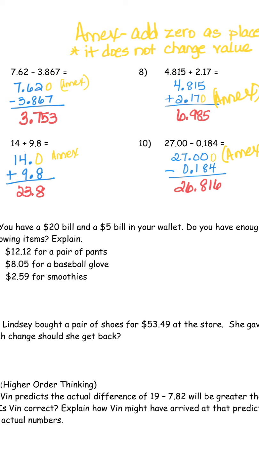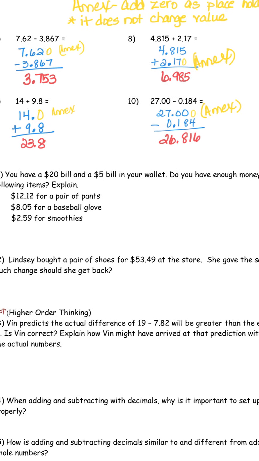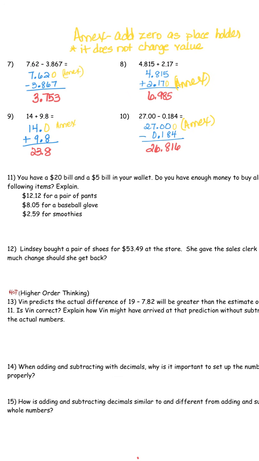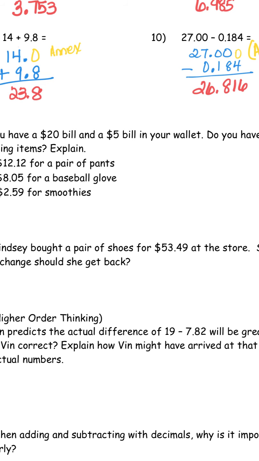Number 11, we're focusing today on some word problem strategies. Okay, so if you take a look at problem number 11, it says the following. It says you have a $20 bill and a $5 bill in your wallet. Do you have enough money to buy all of the following items, and explain? So if I have a $20 bill and a $5 bill, how much money do I have? Well, I have 20 plus 5. That means I have $25.